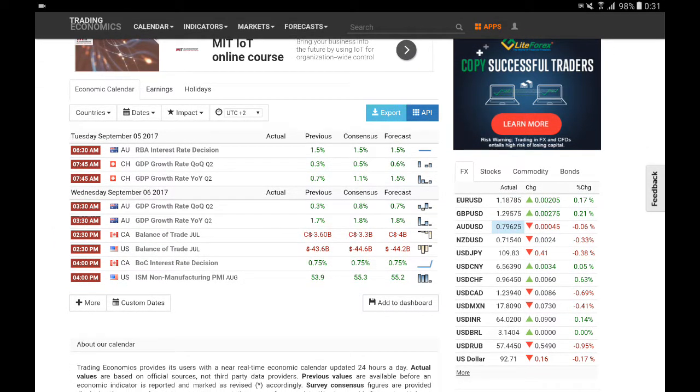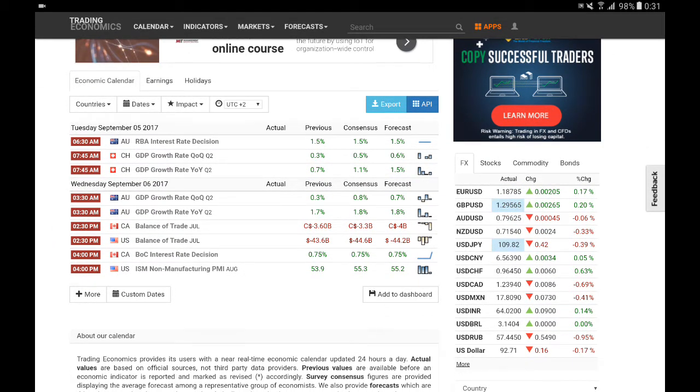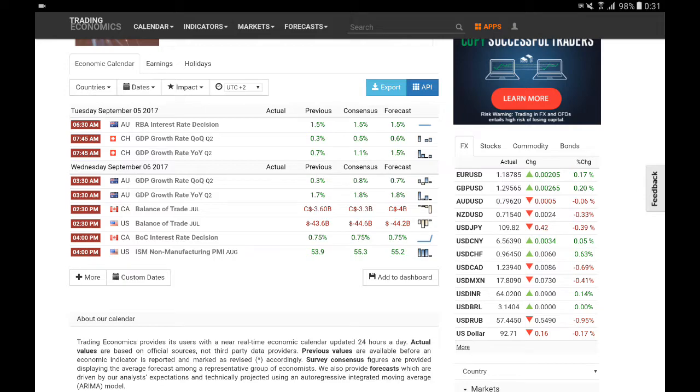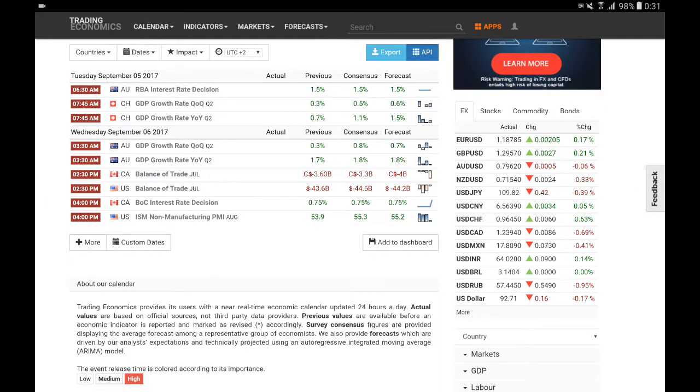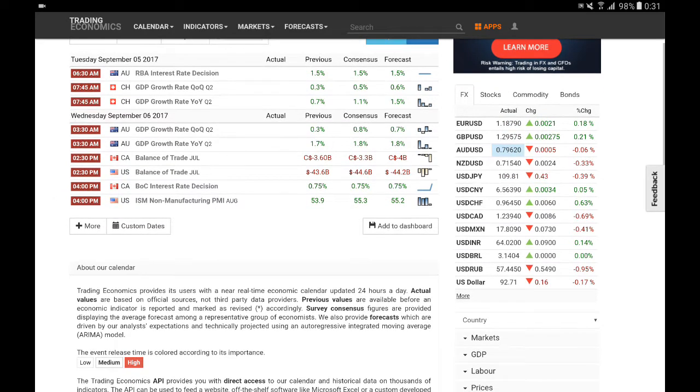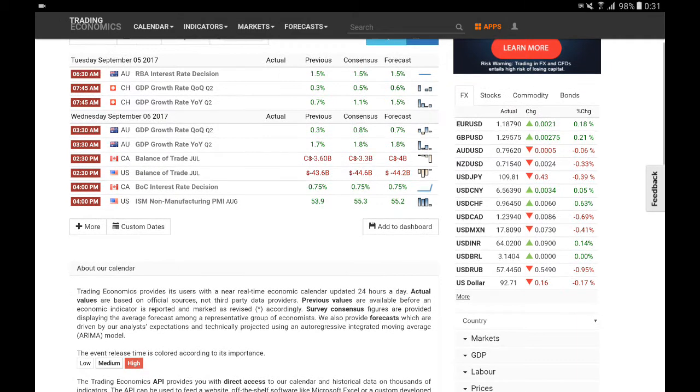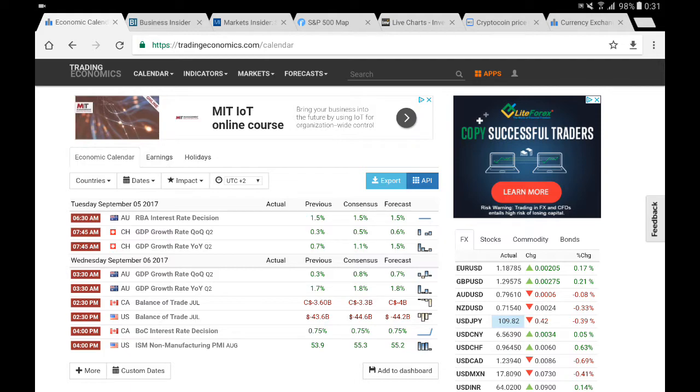On Wednesday, September the 6th, what do we have? First, in Australia, we have the GDP growth rate quarter on quarter Q2, and we have the GDP growth rate year on year Q2. In Canada, we're going to have the balance of trade of July. In the US, we have the balance of trade from July, still in a deficit. Back in Canada, we have the BOC, Bank of Canada, interest rate decision. The consensus and the forecast is that the rates are going to remain unchanged. And next, back in the US, we have the ISM non-manufacturing PMI from August. Okay, so that's it for our economic calendar.